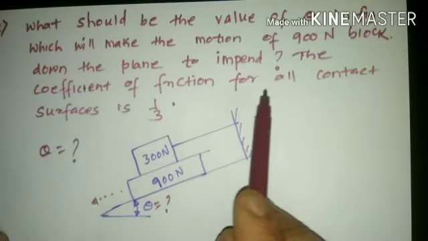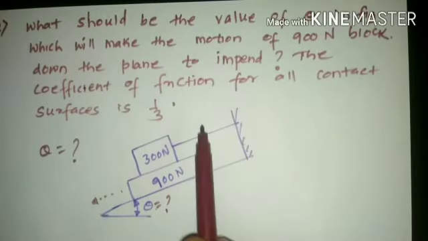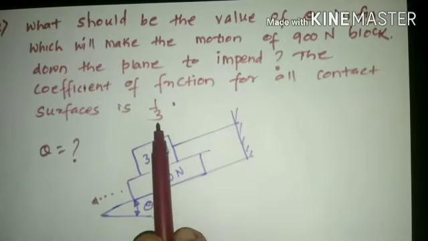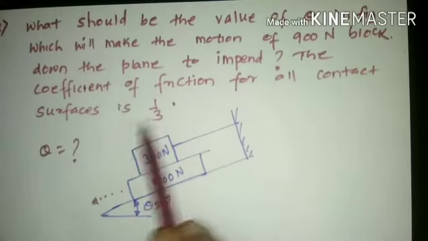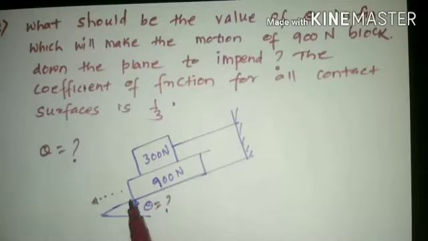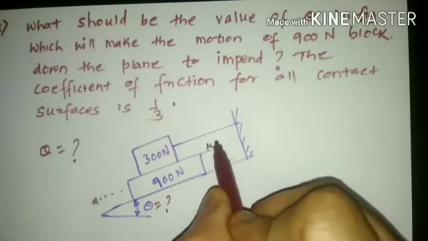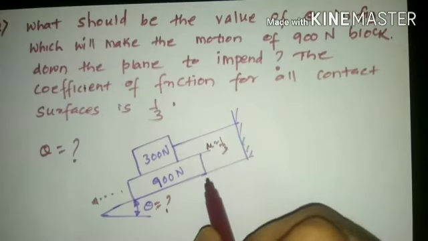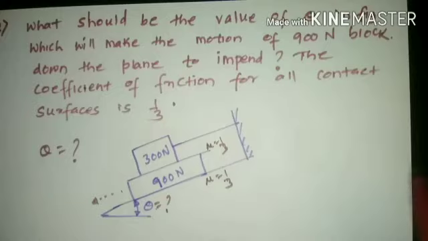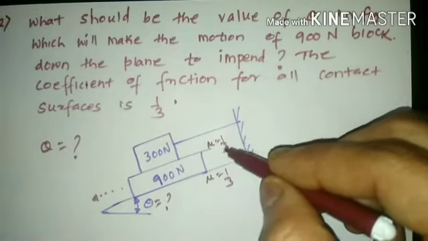The coefficient of friction for all contact surfaces is 1 by 3. So here the coefficient of friction between 300 and 900 is 1 by 3. Similarly, the coefficient of friction between 900 and the surface is 1 by 3. So the coefficient of friction has been mentioned.